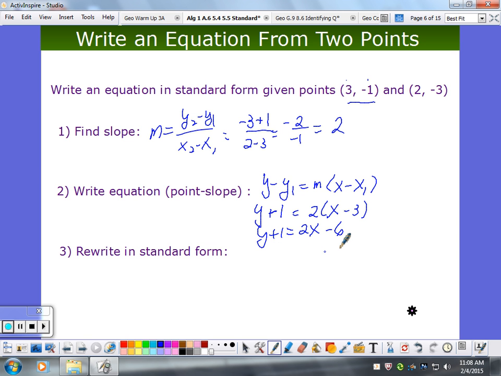And then I'm going to subtract 1s. It looks like I'm getting y equals 2x minus 7. I'm hoping I didn't make any mistakes here. Let's see, if I plug in the 3, 2 times 3 is 6. 6 minus 7 is negative 1.